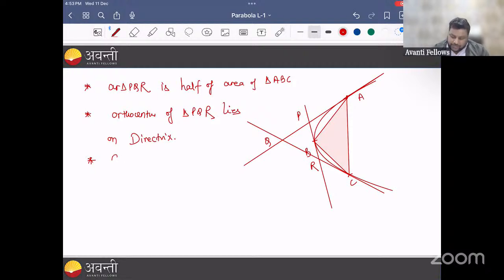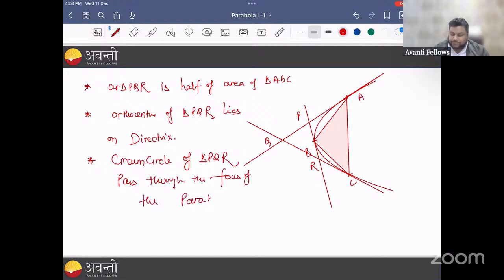Third point, circumcircle of triangle PQR passes through the focus of the parabola. The circumcircle of triangle PQR will pass through the focus of the parabola. Like this particular one, it has been asked in JEE 2 times. They took any random parabola, and see, this is valid for any random parabola. Not only valid for y square equal to 4ax, valid for any parabola.